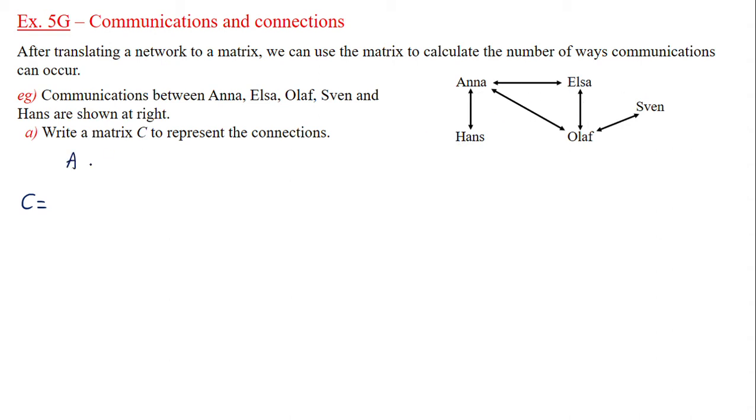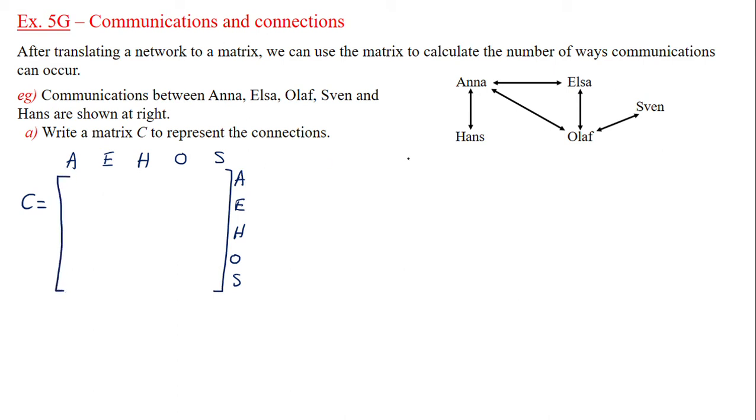So Anna, Elsa, Hans, we'll put them in alphabetical order, Olaf, and Sven, and then the same thing down the rows: Anna, Elsa, Hans, Olaf, Sven. Put the square brackets in, and now we need to complete the matrix.